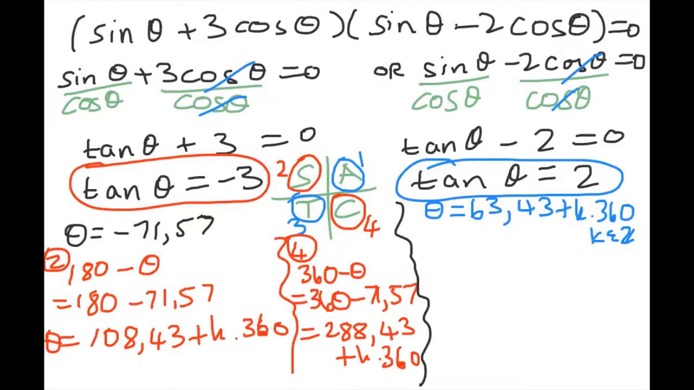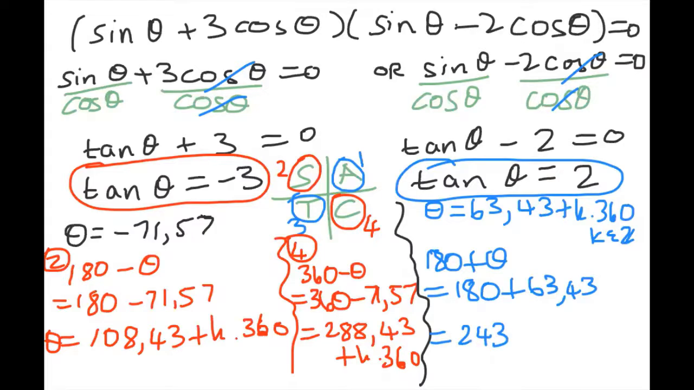The second one is quadrant 3, because in the blue, we want tan positive. Where's tan positive? Tan is positive in quadrant 3. Quadrant 3 is 180 degrees plus theta. So 180 degrees plus theta is 180 plus the 63.43. And that, just work it out, gives you 243.43. And plus k times 360, k is an element of all integers.